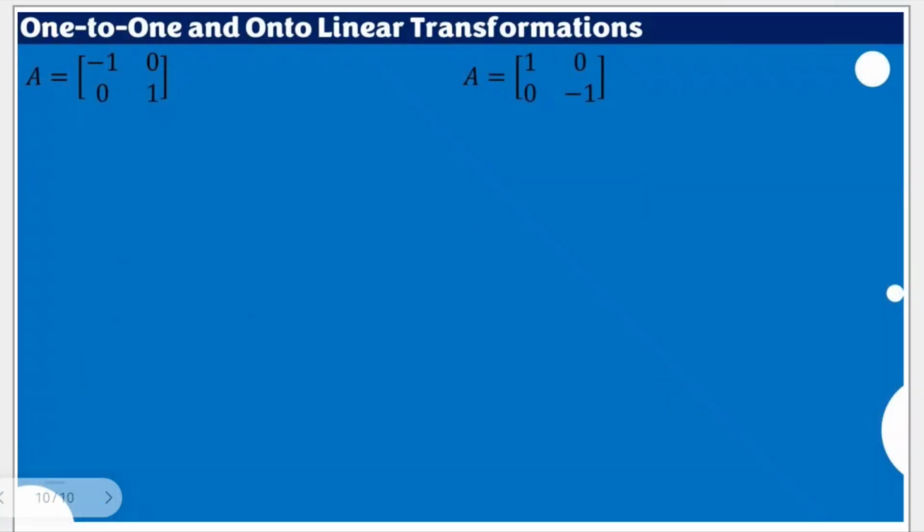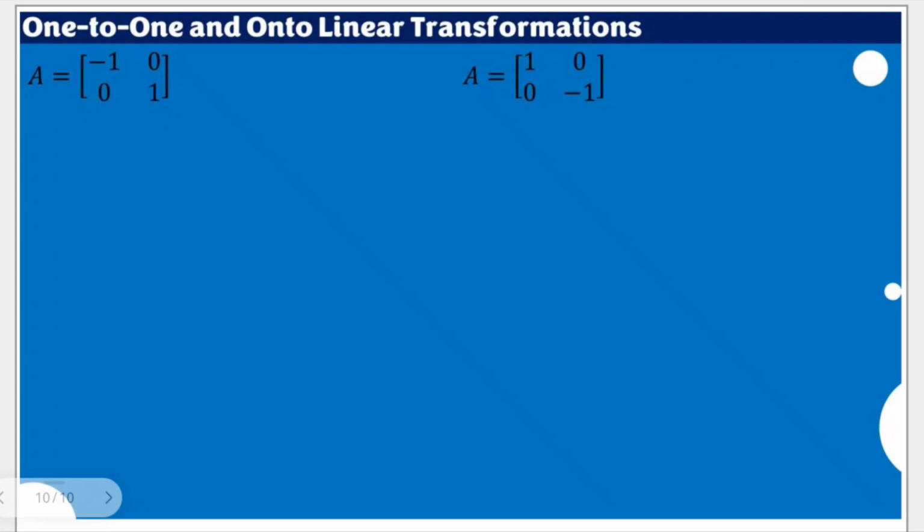A linear transformation is called an isomorphism if we could show that it's a one-to-one and onto linear transformation. Here, we have these two matrices, and we are going to see if these matrices, under the linear transformation defined by a matrix, is an isomorphism. So we need to show that it should be both one-to-one and onto.